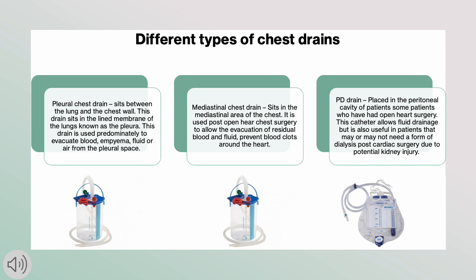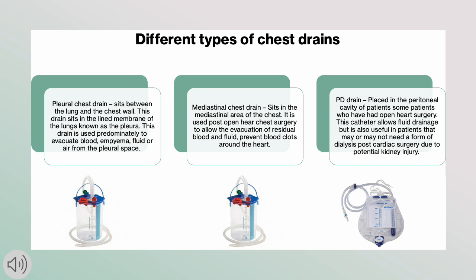On CICU, we mostly come across 3 drains that are used in cardiac surgery. These drains are the pleural drain, the mediastinal drain, and the PD drain, also known as the peritoneal drain. Dependent on the surgery a patient has had, there may either be 1, 2, or all 3 of these drains present. Each drain is placed for its own specific purpose, and it's important to be aware of the function of each drain and have an idea of its exact placement in the body.